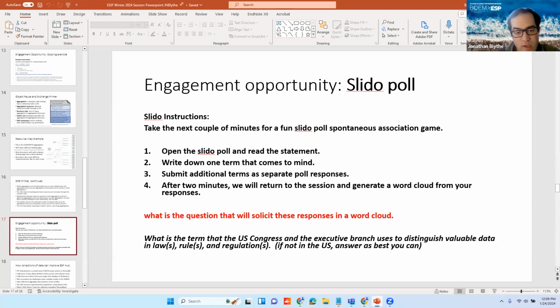So what is the term that the US Congress and the executive branch uses to distinguish valuable data in law or laws, rules, and regulations? And if you're not in the US, don't worry about it. Just answer the best you can for whatever your government uses. I've got the poll open. Let me know if anybody's having trouble with that. I'm just going to be quiet for the next minute while people respond.